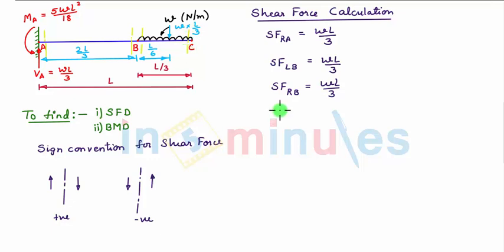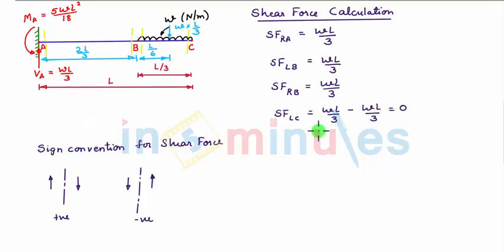Next we move the section towards point C and take section towards left of C and very near to it. Shear force towards left of C is equal to, considering the left hand side of section, we have there is an addition of this downward UDL of intensity W Newton per meter acting for a span of L by 3. So we can assume a point load of magnitude W into L by 3. So we have WL by 3, which is this value, minus WL by 3. So this is equal to 0. So with this, our shear force calculation is over.